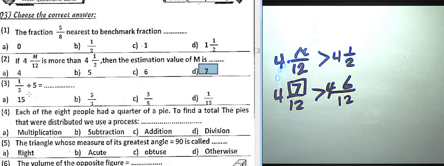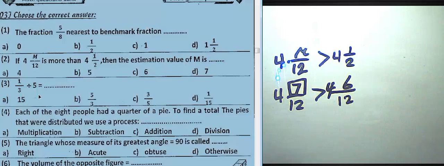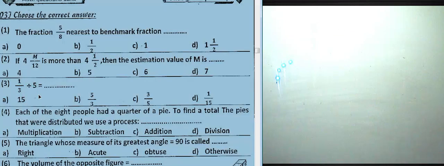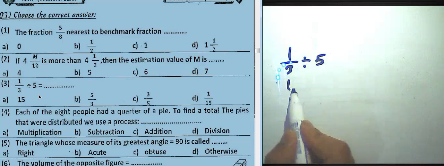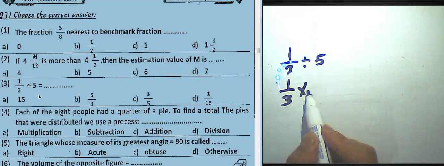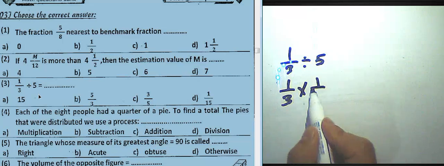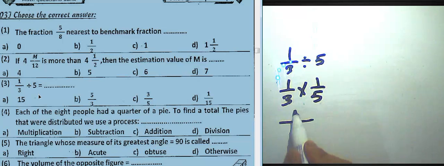Question 3. A third divided by 5. In this example we must convert the division and write the inverse of number 5 here. It will be 1/5, then 1 times 1 equals 1 and 3 times 5 equals 15. The result will be 1/15. Letter D.